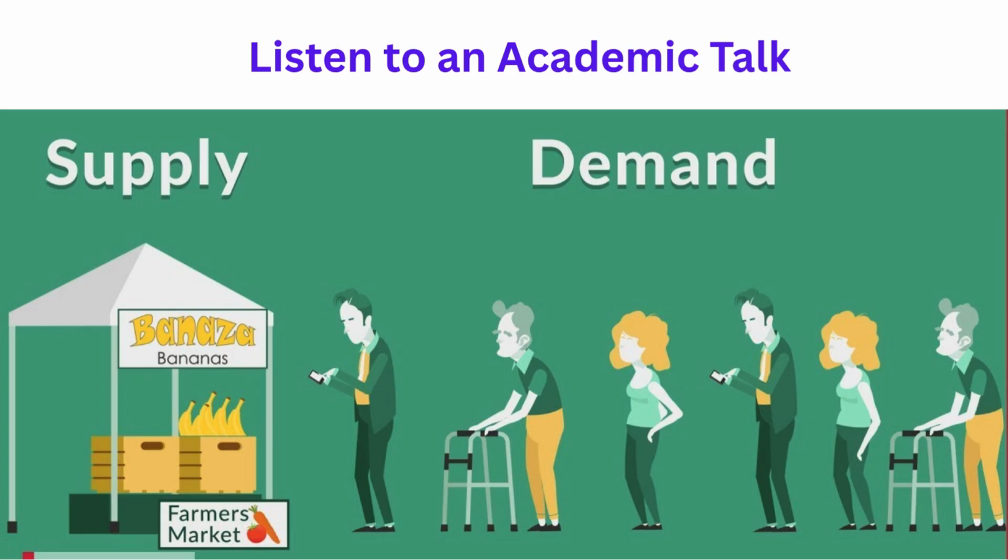Economists study supply and demand to better understand markets and consumer behavior. Businesses use this information to decide how much of a product to produce and what price to charge. Governments also consider supply and demand when creating economic policies.